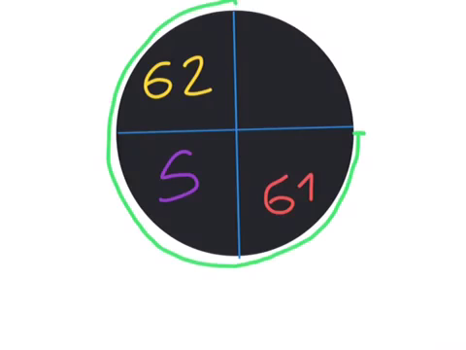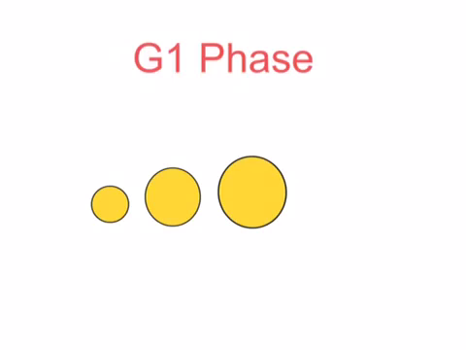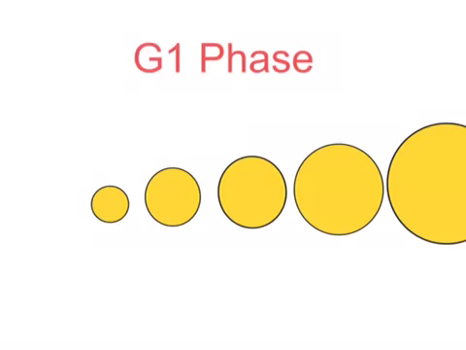Interphase is formed by the three phases G1, S, and G2. So, mainly, these are the phases that compose the interphase. Now, I'm going to explain the G1 phase. It begins with a chemical signal that prepares the cell for reproduction, and the cell grows larger and larger.